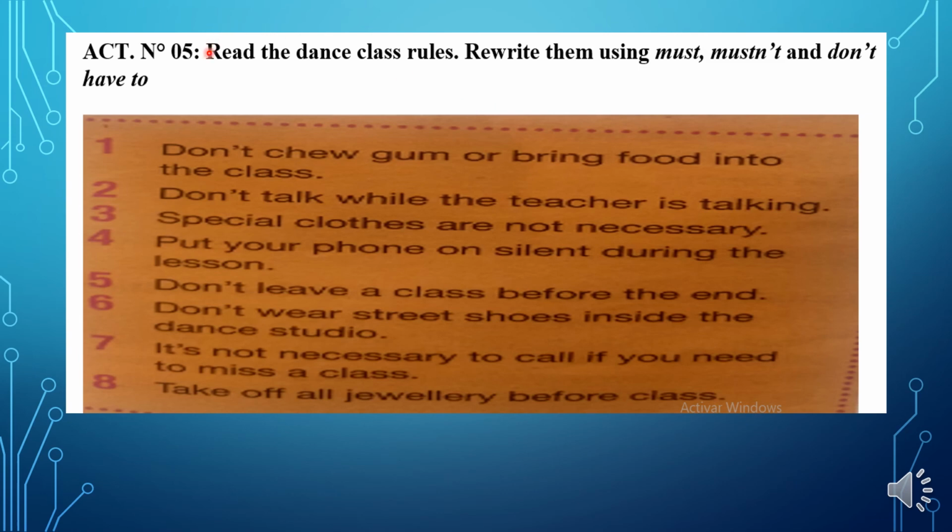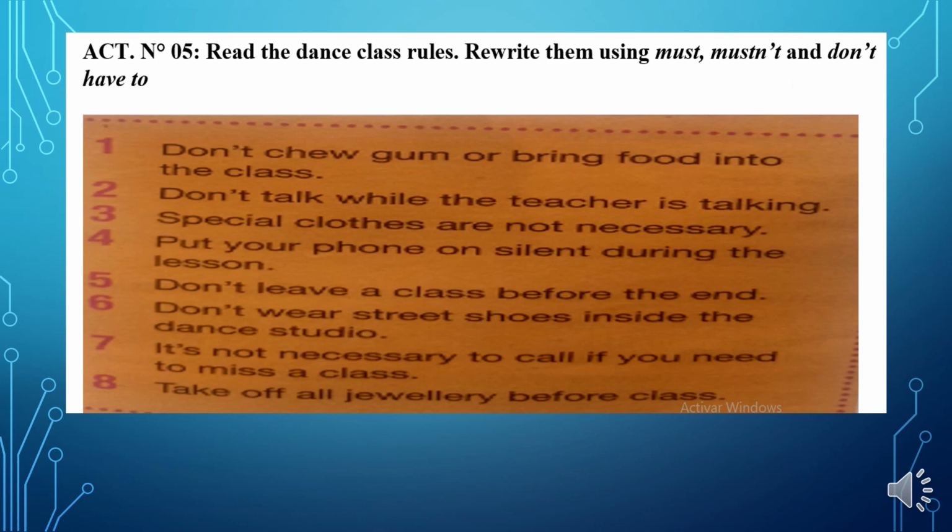Activity number 5: read the dance class rules and rewrite them using the modal verbs must, mustn't, and don't have to. So it means that you have to write the negative way, the opposite. For example, don't chew gum or bring food into the class. So what do you have to use? Must, mustn't, or don't have to? So you have to decide according to the previous explanation I gave in the grammatical part.